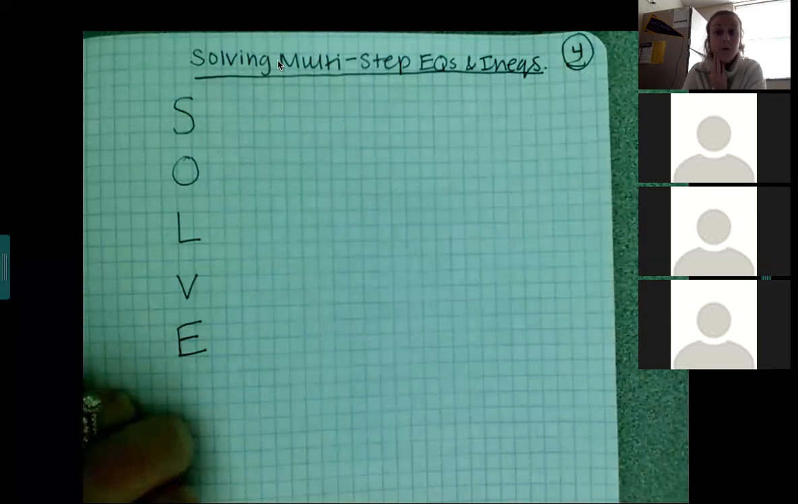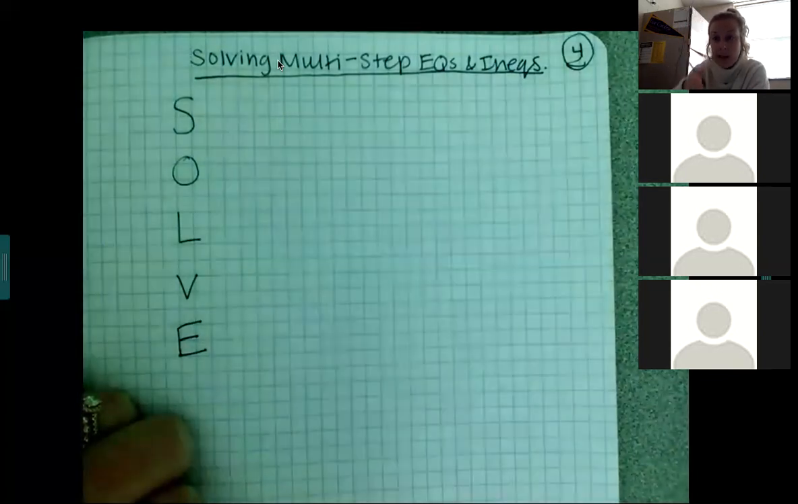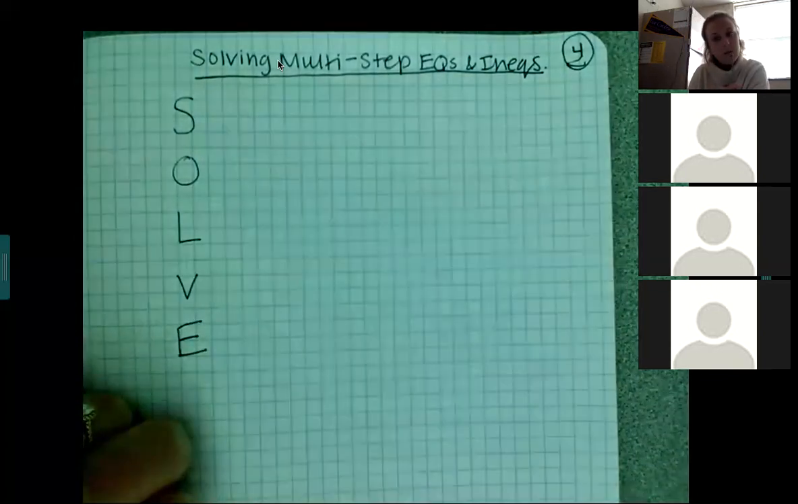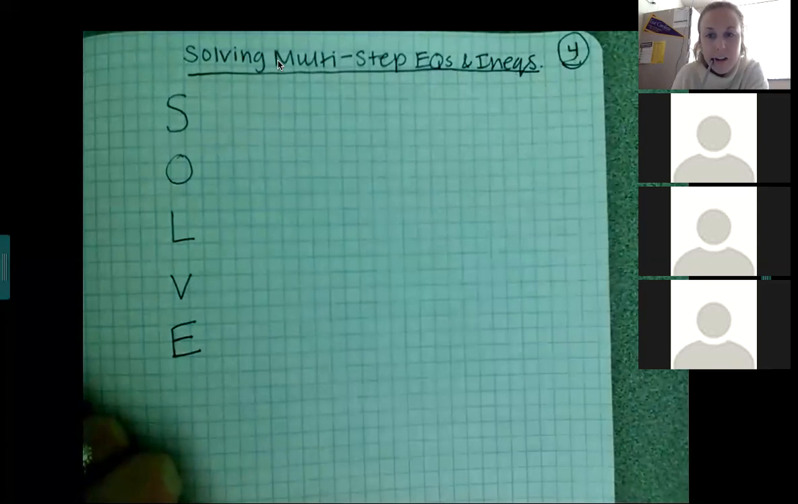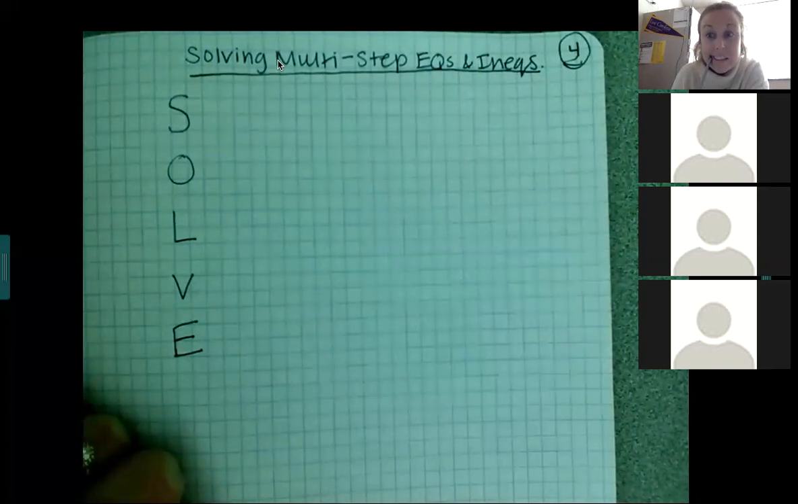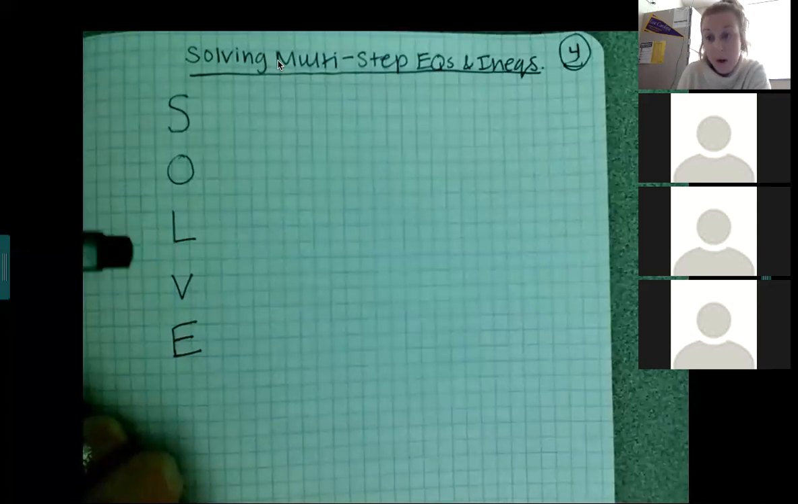All right, so solve. Does anybody know what a poem that goes down with the letters like this is called? In case you couldn't tell, I also love English, so I always tie them together. Acrostic. Good, Gwyneth. Good job, girl. This is an acrostic. We're going to write an acrostic poem for solving equations.